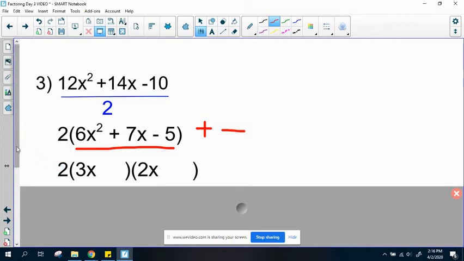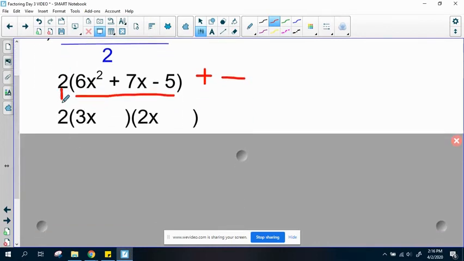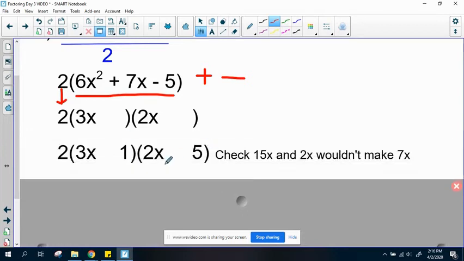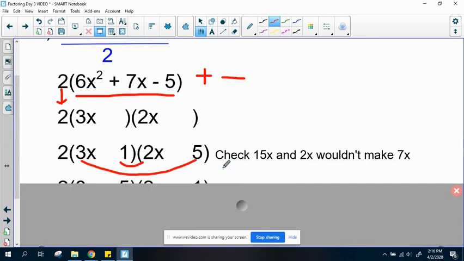Okay, so I'm going to randomly guess. Notice this 2 is just coming along for the ride on the way. I'm going to guess and put a 1 here and a 5 here. So then if I check, 3 times 5 is 15, and 1 times 2 is 2, and I'm trying to get 7. So it worked. Okay.